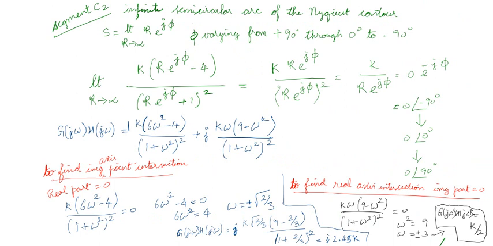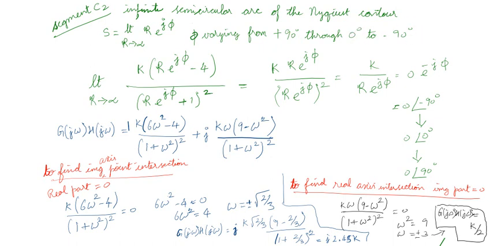Next, here I am going to take the segment C2, which is an infinite semicircular arc, right? For an infinite semicircular arc, what is the condition? Limit r tends to infinite, s equal to r e power j phi, where r is going to be infinite, that is going to cover the entire S plane in the right side, and the angle is from plus 90 degree through 0 degree to minus 90 degree.